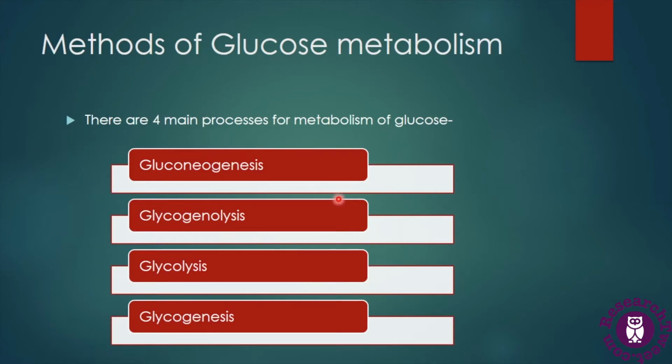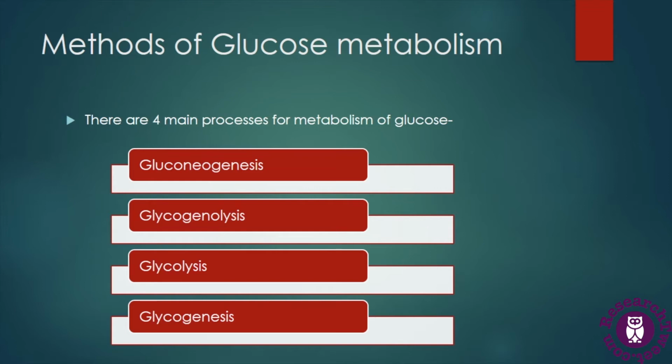Now let's understand how glucose is metabolized in our body. There are 4 main pathways for the metabolism of glucose in our body, which are gluconeogenesis, glycogenolysis, glycolysis and glycogenesis. The first process is gluconeogenesis, which is the synthesis of glucose from non-carbohydrate precursors, and it occurs in the liver and sometimes in the kidney cortex.